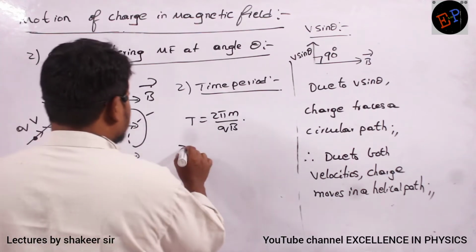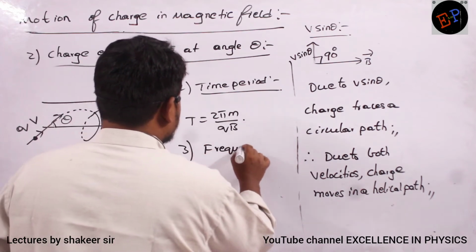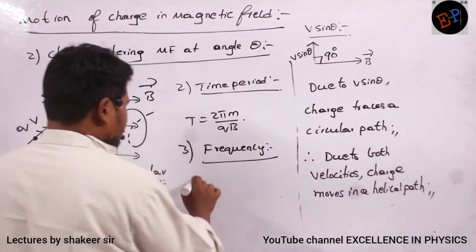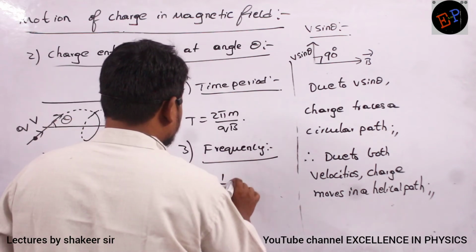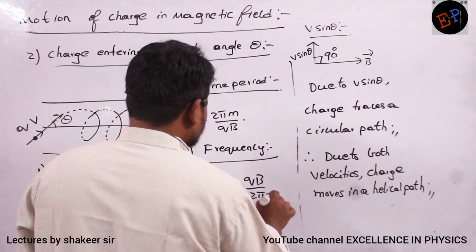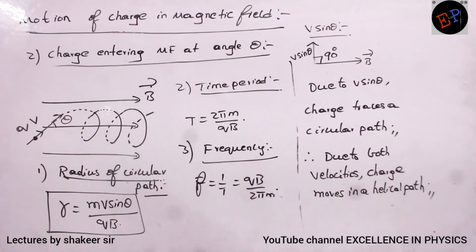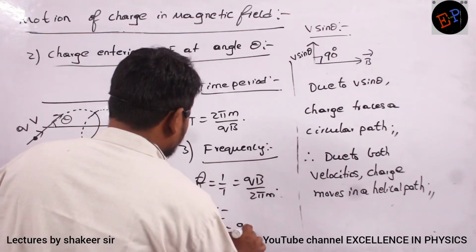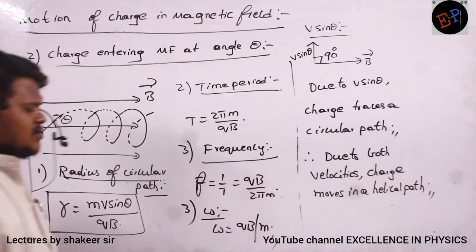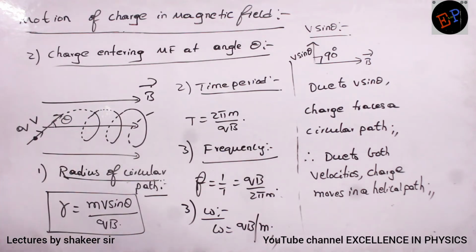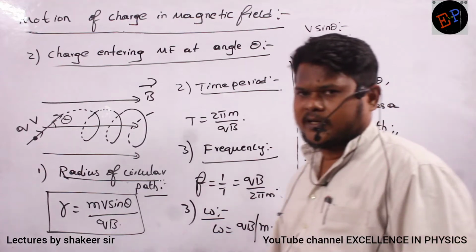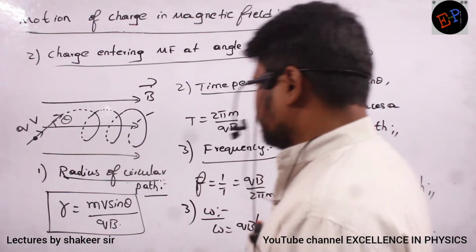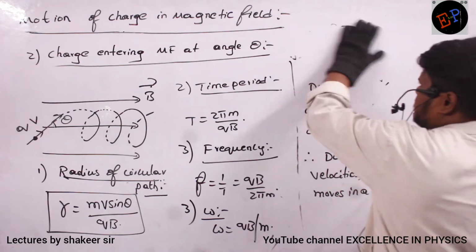Similarly, third one, frequency. Reciprocal of time period is frequency, no? So f is equal to 1 by T, so qB divided by 2 pi m. This value also does not change because it is also independent of velocity. Next, angular frequency is equal to qB divided by m. This equation also does not change. The only equation which changes is the radius. Are you able to understand? So time period, frequency, angular frequency, they are independent of velocity. This is also a very important observation. Previously questions were given on these observations also.